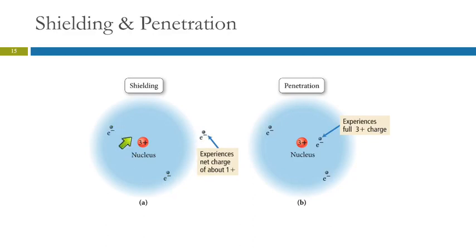Because of the shielding of these 2 electrons, this electron out here is experiencing a charge of about +1. It's the charge on the nucleus minus the number of electrons that are getting in the way. Here, when this electron is able to penetrate into this space, it can experience the full +3 charge of the nucleus.